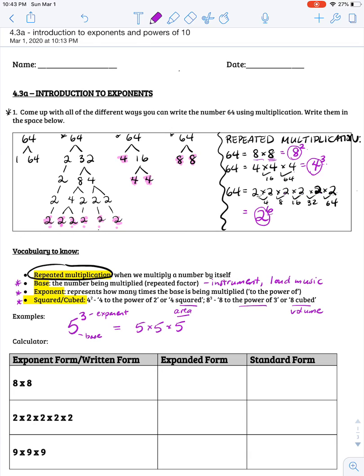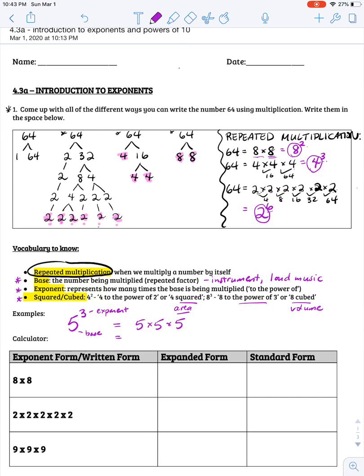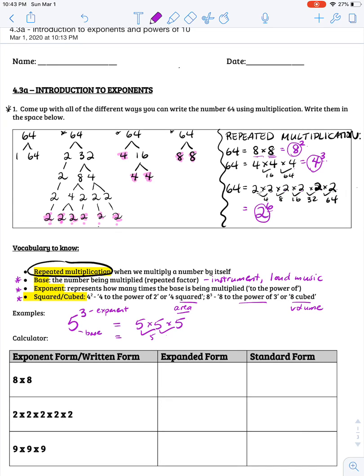We would have 5 times 5 times 5. And then, it would equal 5 times 5, which is 25, times 5, which would give you 125. So the answer to 5 to the power of 3 would give you 125.